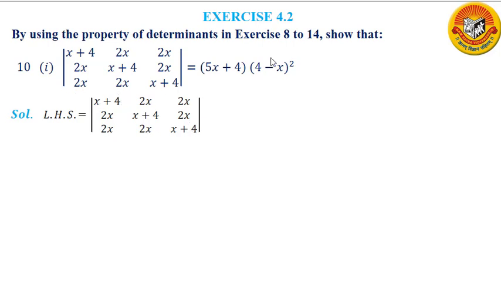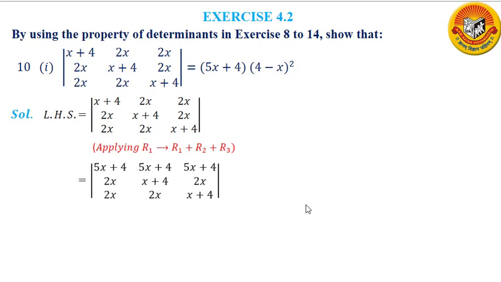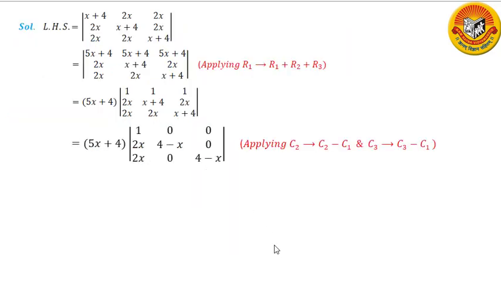On the right hand side I have to prove that 5x plus 4, 4 minus x the whole square. Now 5x plus 4, you can easily see that when I apply R1 as R1 plus R2 plus R3, or on C1 if I apply C1 plus C2 plus C3, I get 5x plus 4. So let us apply R1 as R1 plus R2 plus R3. This is your result. You can take 5x plus 4 common. So when you take 5x plus 4 common, you get 1 here, 1 here, 1 here, and the remaining elements are 2x, x plus 4, 2x, 2x, 2x and x plus 4. Now we have got 5x plus 4.